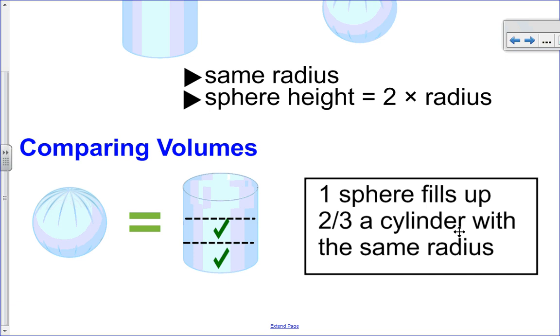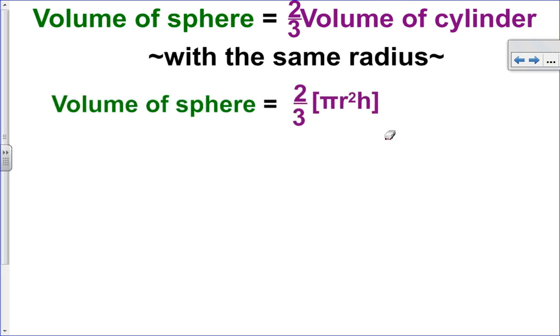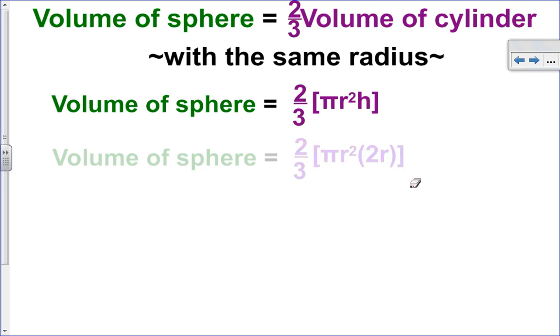But we can use this to calculate the formula of volume of a sphere. So volume of a sphere is 2/3 the volume of a cylinder. Well, we know volume of a cylinder is pi r squared h. So the sphere will just be 2/3 that. Now with the sphere, we don't use h for height. Remember, we measured the height to be 2 radii. So now all I have to do is tidy this up.